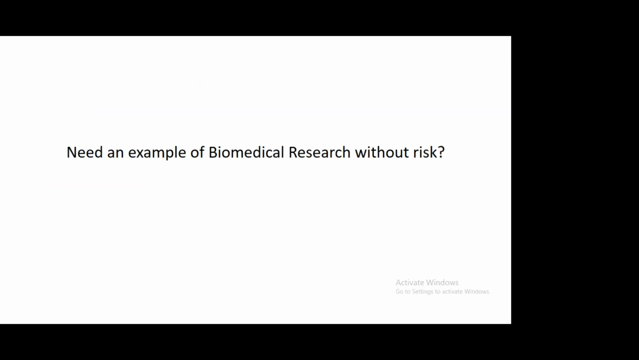You might have covered this aspect on the second day of your course, about the risk benefit assessment. Can anybody give an example where you feel there is no risk at all in doing a particular study? Retrospective. So is it without any risk?